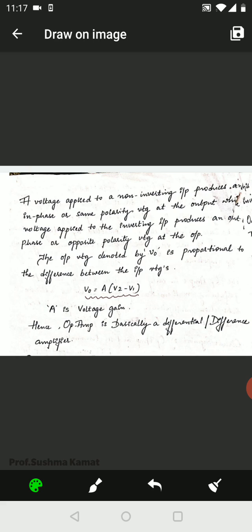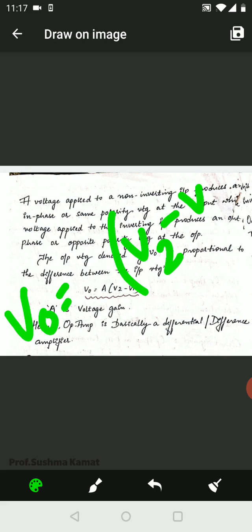If at all we call an op-amp a differential amplifier, then the output of a differential amplifier has to be proportional to the difference of the two inputs, which means if I write V0 as the output voltage, it has to be proportional to the difference between the two inputs, which means V0 is proportional to V2 minus V1.